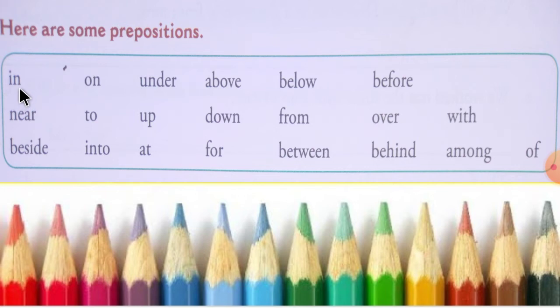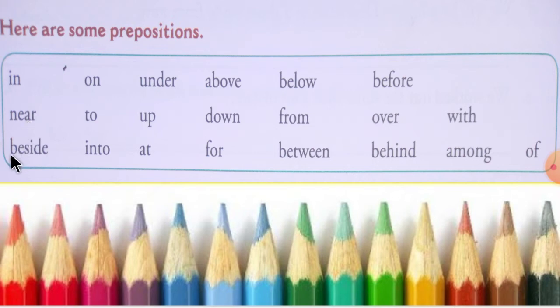I, N, in. Then after completing in, there is number 2: N, E, A, R, near.